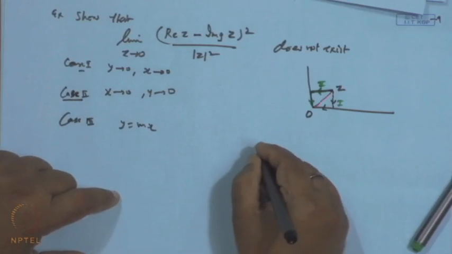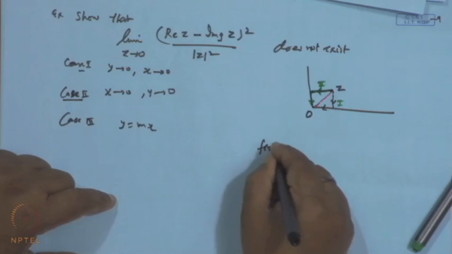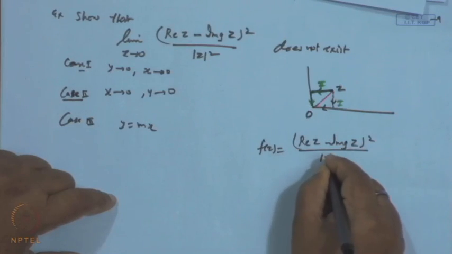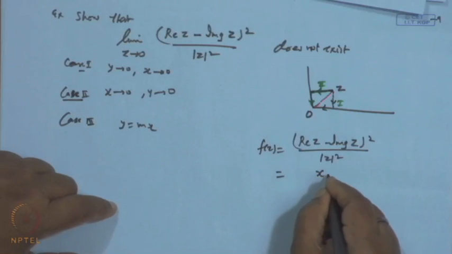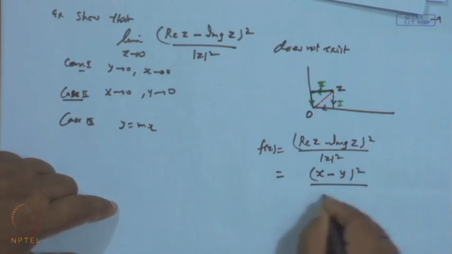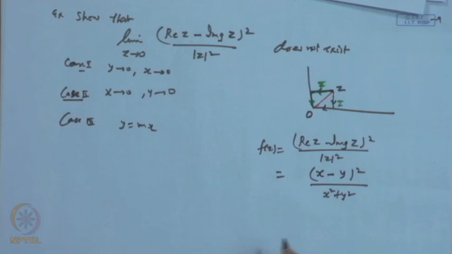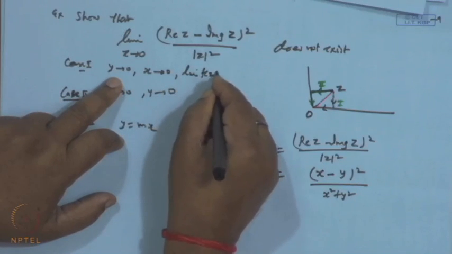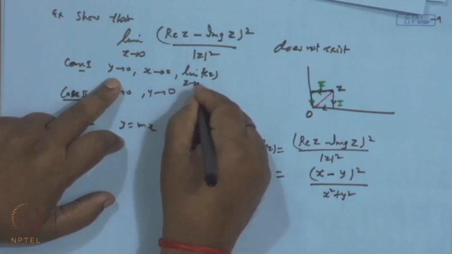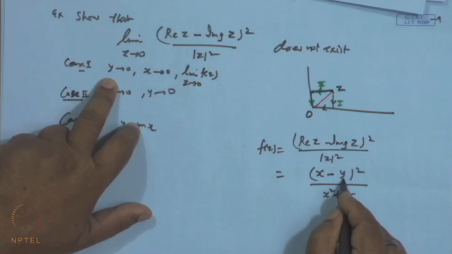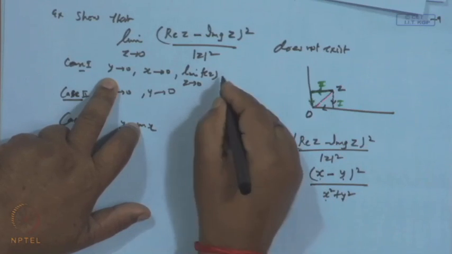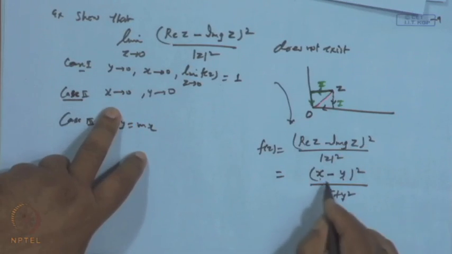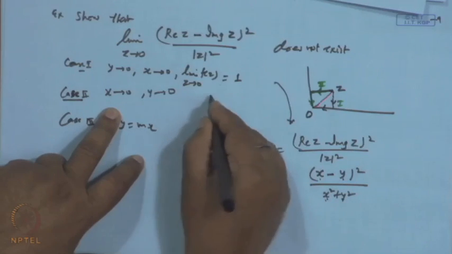What is the function? The function f of z is the real part of z minus the imaginary part of z, whole square, divided by mod z square. That is, the real part of z is x, the imaginary part of z is y, by x square plus y square. This is our function. So, we are interested in finding the limit. In the first case, what is the limit of this function when z approaches 0? First, y tends to 0. So, when y is tending to 0, what do you get? x square by x square, the limit comes out to be 1. You see here. Okay. In the second case, when x is 0, this is 0, this is 0, and again the limit comes out to be 1.